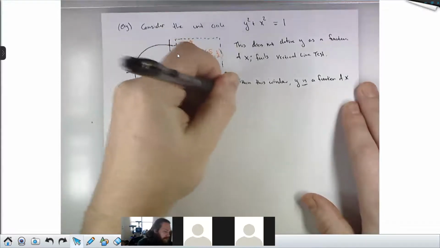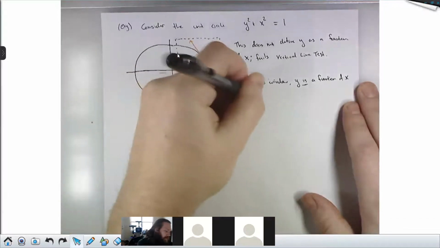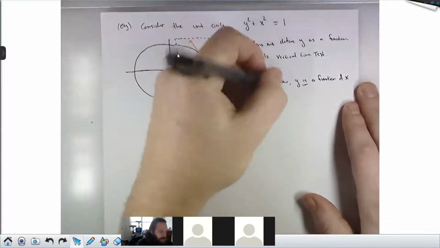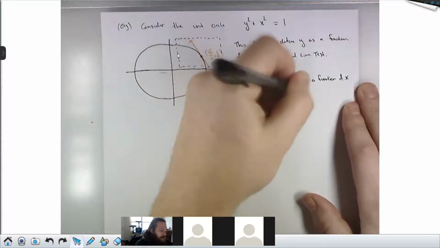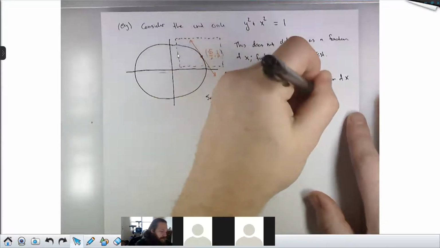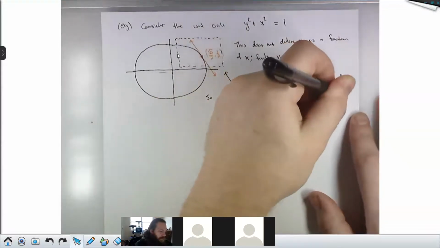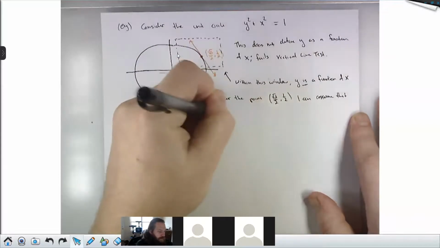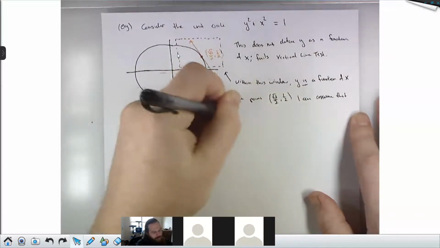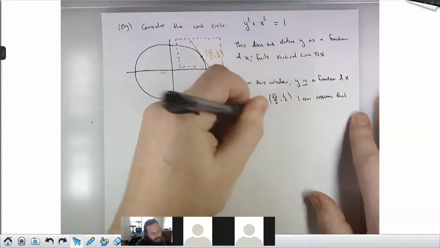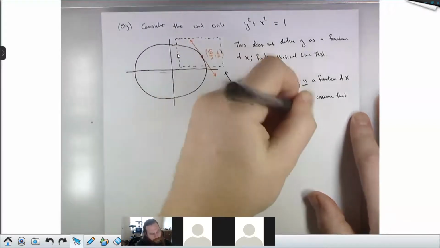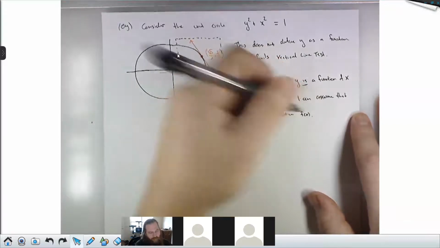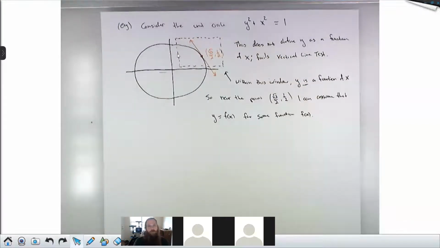So nearby, near the point √3/2, 1/2, I can assume that y is equal to f of x for some function f of x. And I'm never going to solve for it.